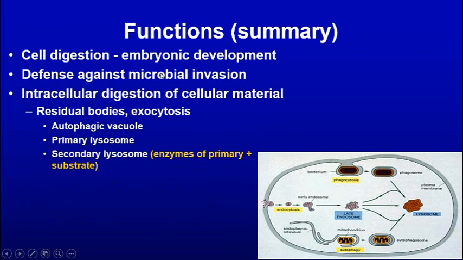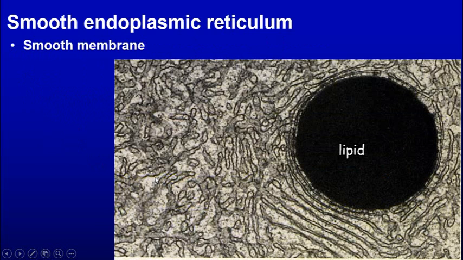So the functions are cellular digestion, embryologic development, defense against microbial infection, intracellular digestion of things, and autophagy. You get a primary lysosome, a secondary lysosome to occur, and maybe residual bodies or lipofuscin granules to remain.